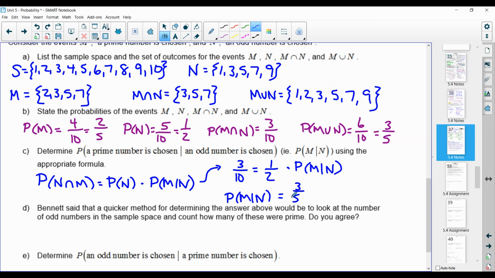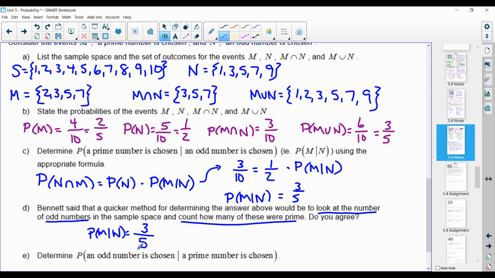Now, Bennett looks at this question and says, well, wait a minute, there's got to be an easier method than using a formula. He says that if we just take a look at the answers above, we could look at the number of odd numbers in the sample space and count how many of these were prime, and then set that up. So let's just look up there. We have 1, 2, 3, 4, 5 odd numbers. And of those 5 odd numbers, 3 of them are prime. So that's 3/5. So the probability of M given N is 3/5.